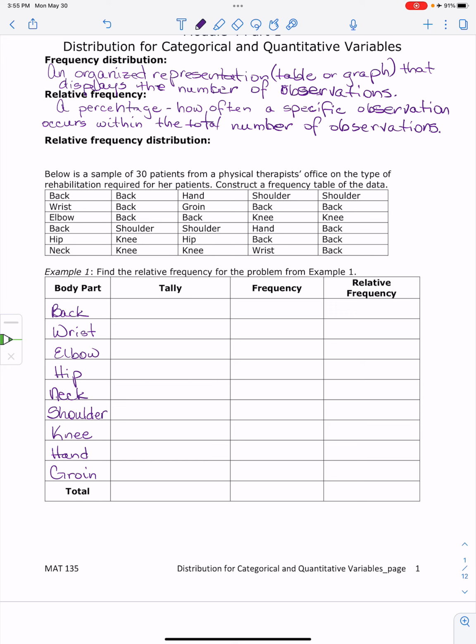So our relative frequency distribution, we're going to kind of put these two things together. It's going to be an organized representation of the percentages. And we're going to go into that more in a minute. An organized representation of the relative frequencies or percentages.